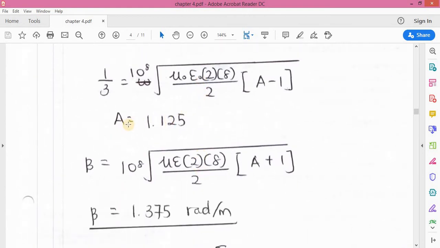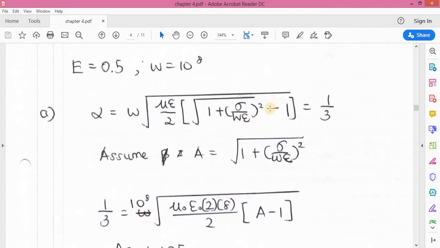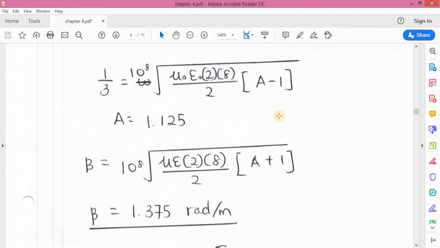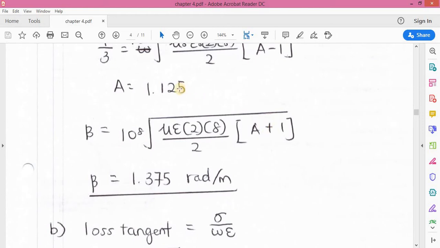So after I get this A, I will use it in the equation for my beta. For the equation of beta, this one will be changed to plus. So here you see a plus. Here I plug in, same thing. So here my beta is equivalent to 1.375.